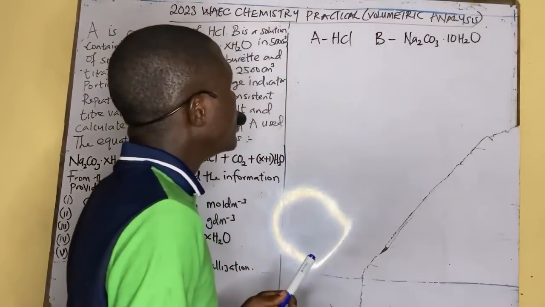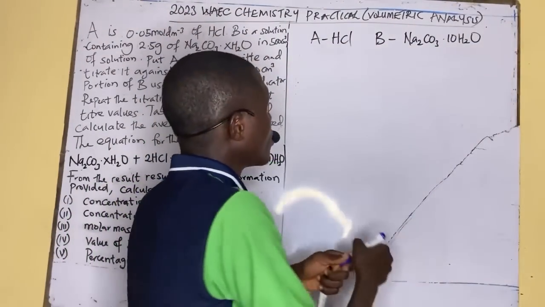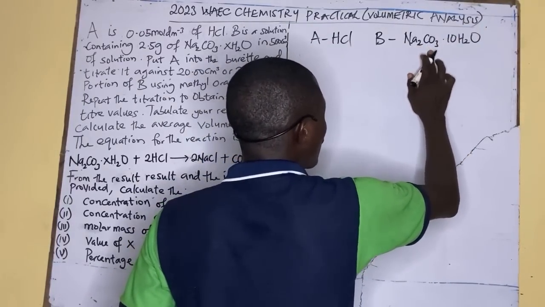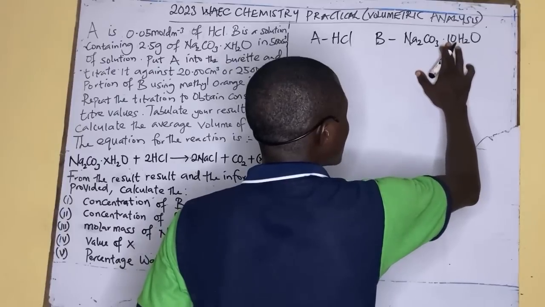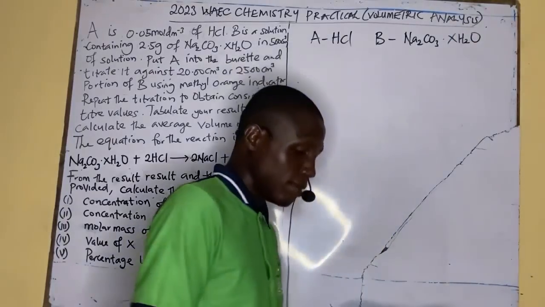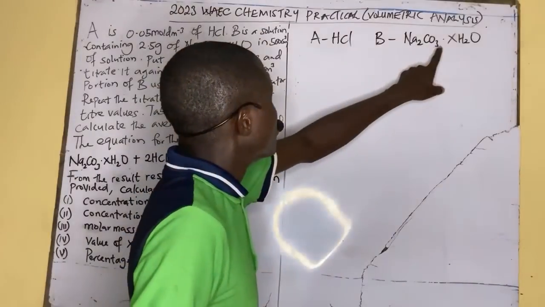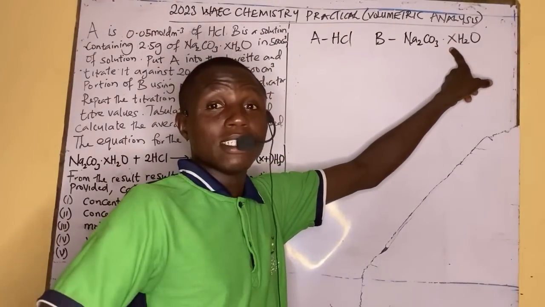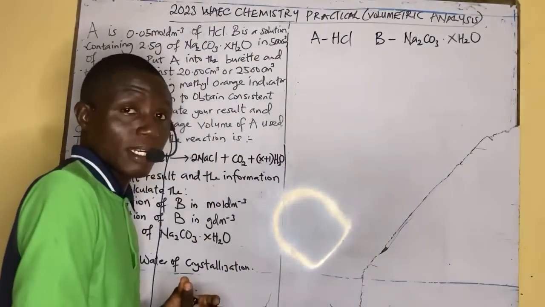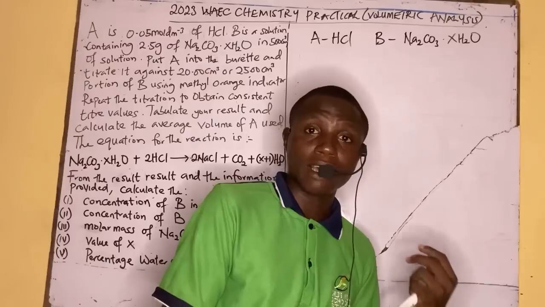Now, this will not come like this in the exam. The B will come in the form of sodium trioxocarbonate(IV) X-hydrate, meaning that this term will be replaced with X. So there is a possibility that you will be asked to determine the value of X, which is the number of water of crystallization in the experiment.